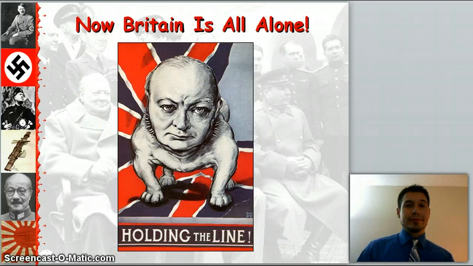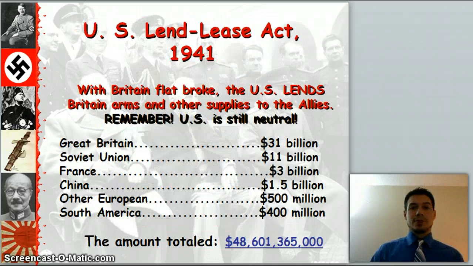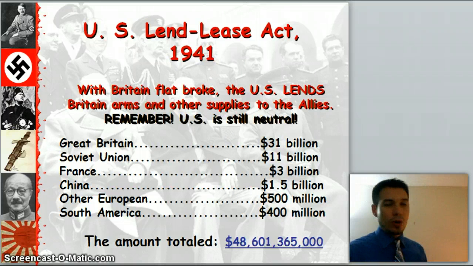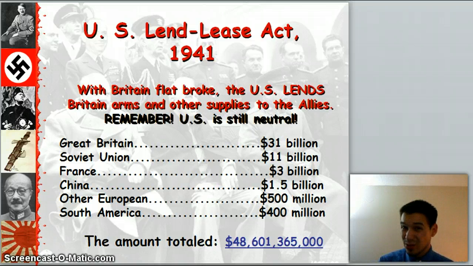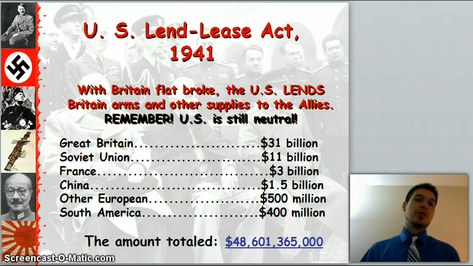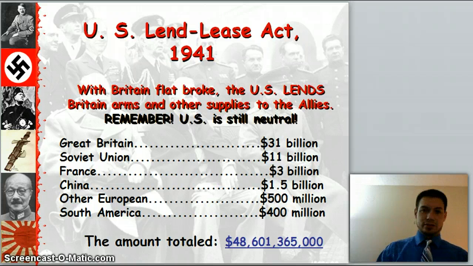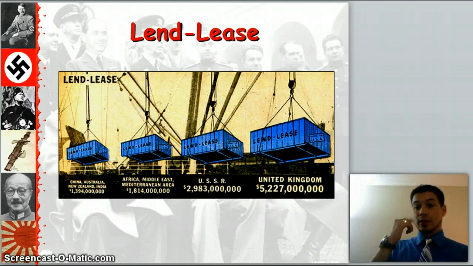But Britain's all alone now. It's just the British bulldog holding the line. All the while, the U.S. passes the Lend-Lease Act in 1941. With Britain flat broke, the U.S. lends Britain arms and other supplies to the Allies. We're still neutral, but we still give them 48.6 billion dollars through the Lend-Lease Act.